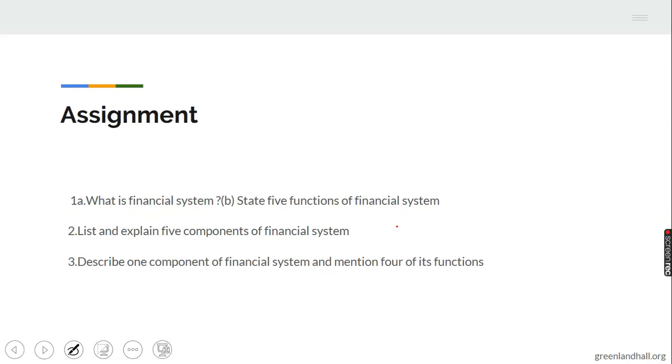Assignment. 1. What is financial system? State 5 functions of financial system. That is number 1, A and B. 2. List and explain 5 components of financial system. And 3. Describe one component of financial system and mention 4 of its functions.